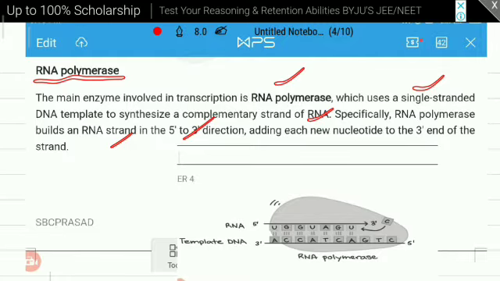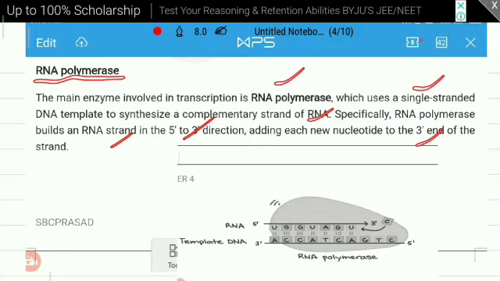Very, very important thing. We know that DNA has two strands. One runs from 5' to 3' direction. The other one runs in 3' to 5' direction. Both are anti-parallel to each other. That is what we had. But here the RNA polymerase synthesizes the RNA strand in 5' to 3' direction, and it adds each nucleotide at the end of the 3'.